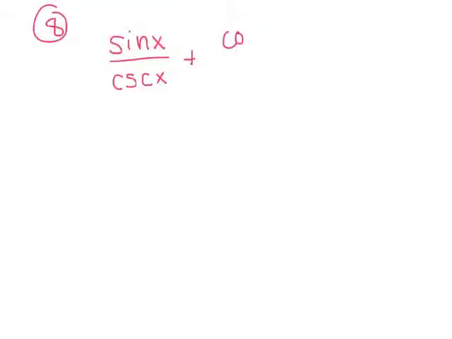Let's do number, I don't think we're there yet. 8. I keep picking these ones. Okay, I'm not going to write the side of 1, so I'm just going to write the side I'm starting with. Sine x over cosecant x plus cosine x over secant x equals 1. I'm picking the side to start with, obviously.